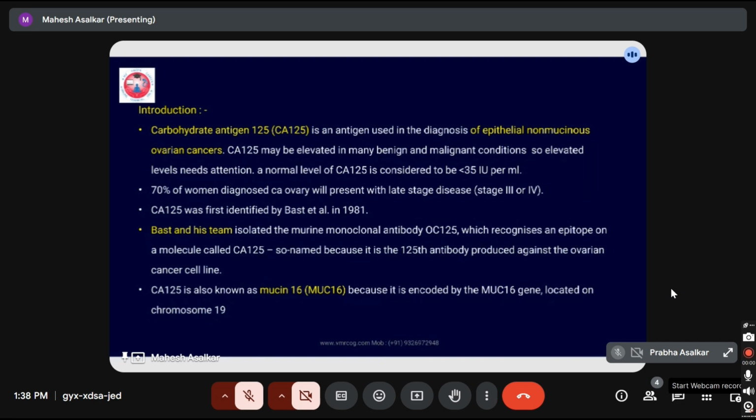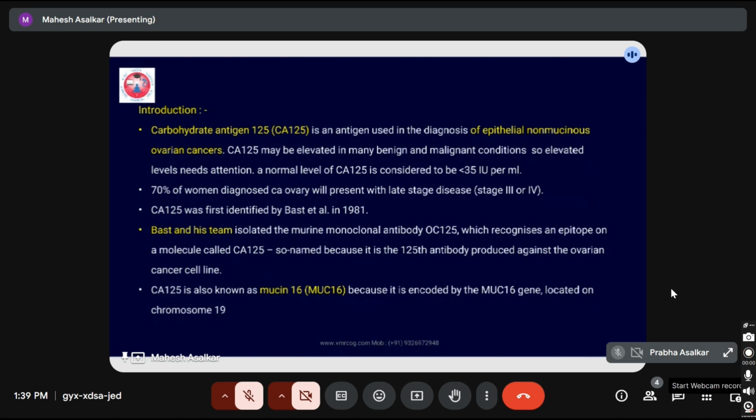CA125 may be elevated in many benign and malignant conditions. So, elevated levels require special attention. Okay, the normal level of CA125 is less than 35 international units. So the first thing you should remember is CA125 is used in the diagnosis of epithelial non-mucinous ovarian cancer, and it is raised in both benign as well as malignant conditions.